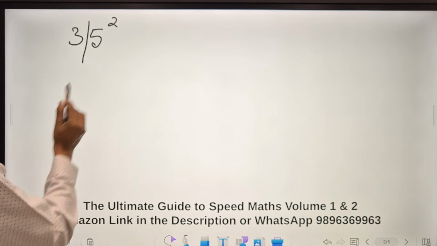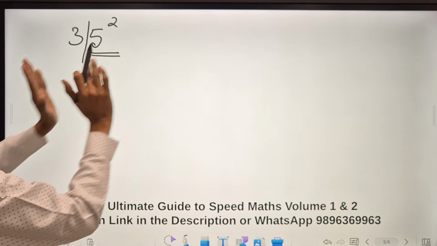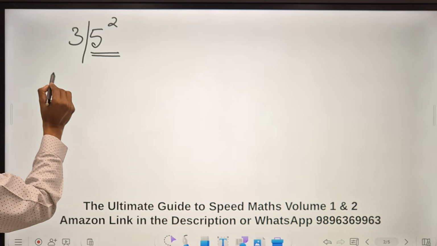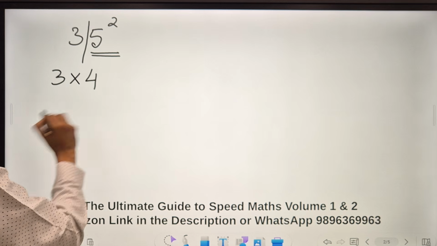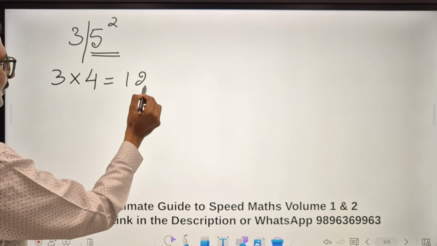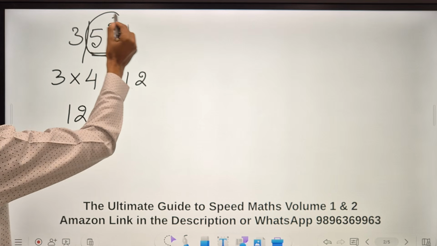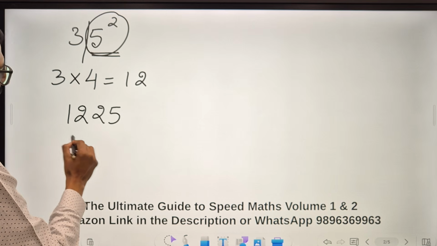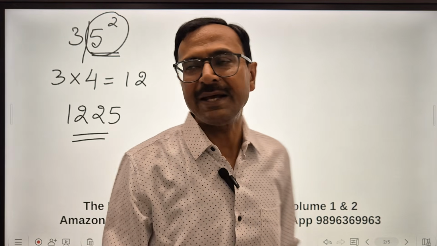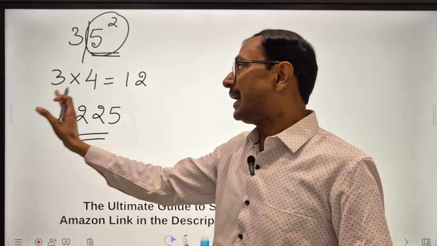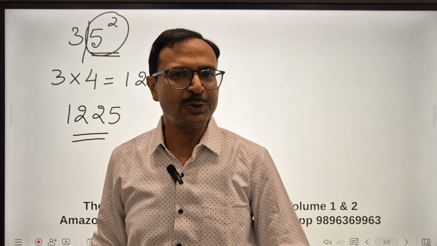We separate this out and we know 5 square is 25. So we will forget that for a while. And then the remaining part 3 is to be multiplied by its consecutive number, that is 4. And so you get 12. And so 12 is to be suffixed by 5 square, which is 25, and you get your answer. But why does this work? Why do we have to multiply the remaining part of the number by its consecutive number and then suffix 25? We are going to crack that.